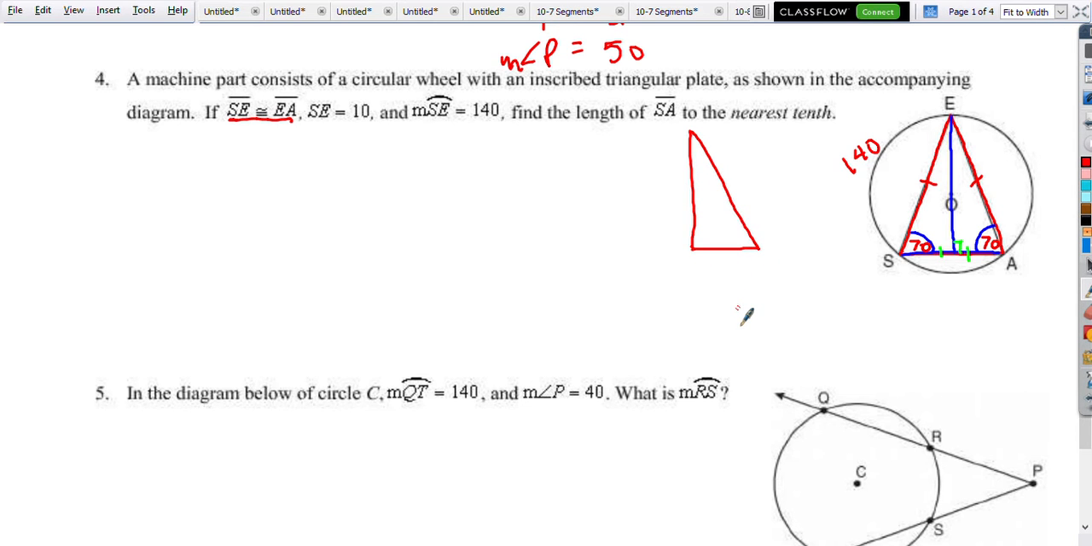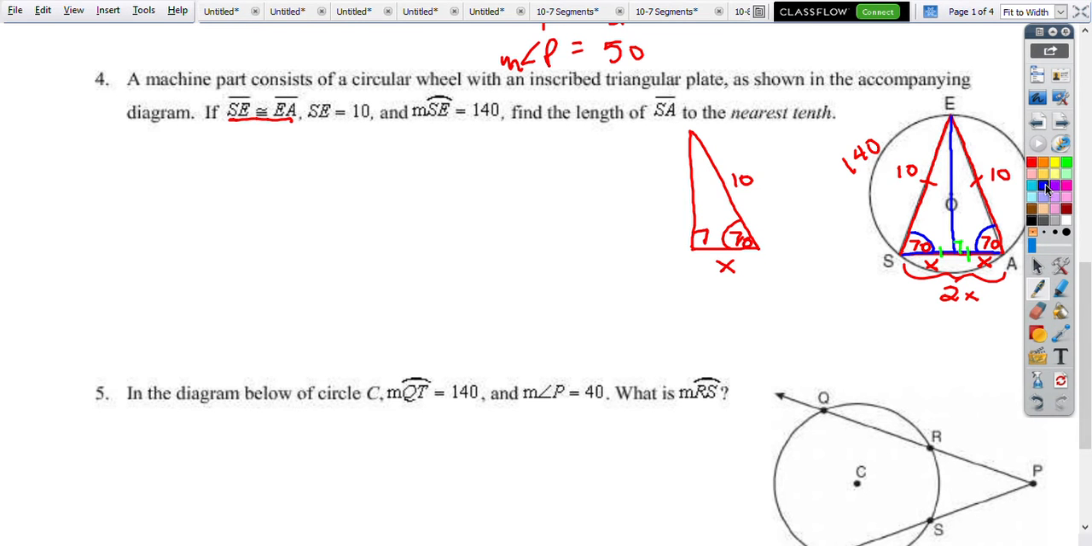I know that SE is 10, which means EA is 10. So this hypotenuse is 10. We're looking for this length. If we figure out this, then SA is going to be 2 times that. And we know that this base angle here is 70 degrees. So we're going to bust out some SOHCAHTOA, or Law of Sines.